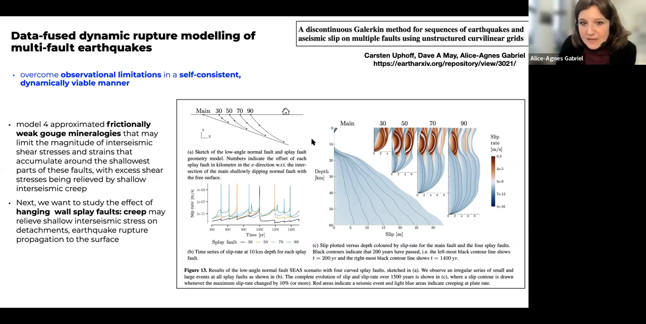And the paper is a bit too technical to discuss today, but this is one of the simple showcases we include, where we have a low angle normal fault, and we have four splays at different distances to the main fault that are curved. And we're loading, this is a very simple setup, but we can already see that we have no earthquake here on the main fault, whereas the splays host a variety of rupture behavior, where we could maybe see some correlation between occurrence rate and the length of the splays and other interesting effects.